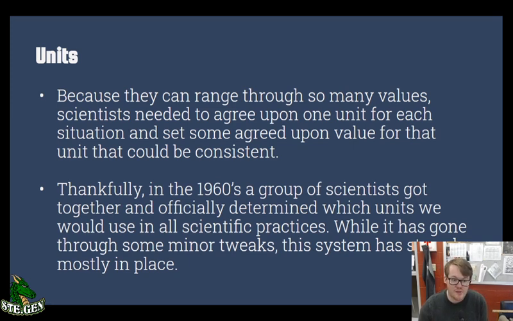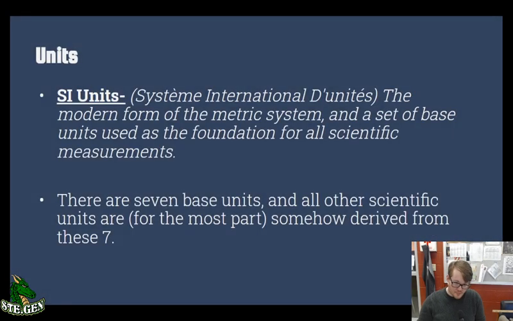It took place in France. It's gone through a couple of minor tweaks. There's been meetings since then, but the system has stayed mostly in the same place. And that is the SI units, or the Système International des Unités. I don't speak French. It's French. If you have taken French class, you could probably pronounce that much better than I can. But this is the modern form of the metric system.